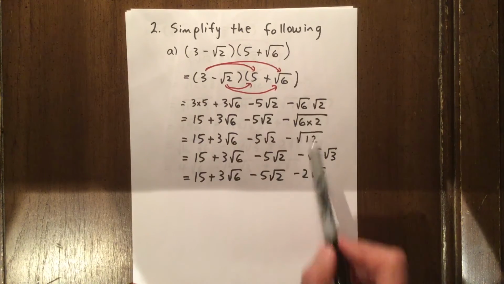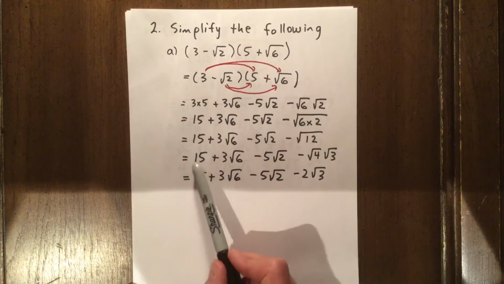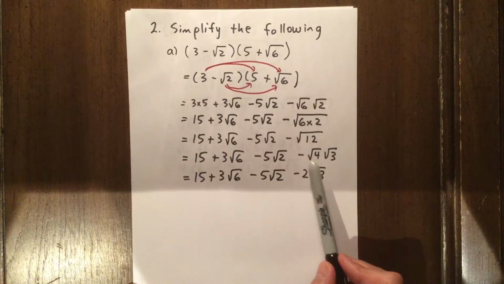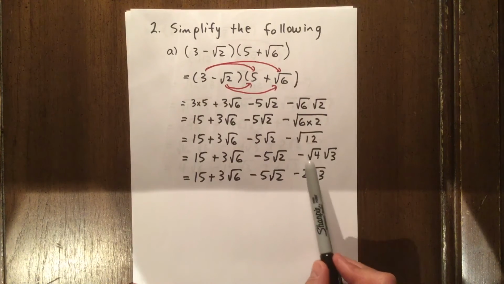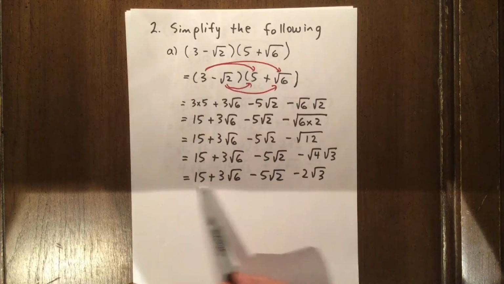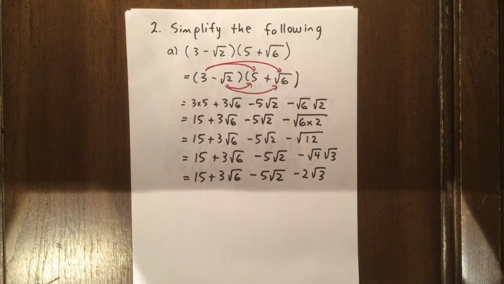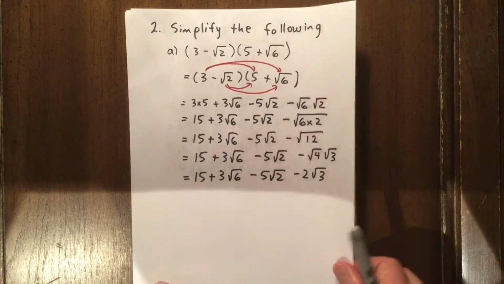And believe it or not, I can simplify root 12. I leave these alone, but root 12 becomes root 4 root 3, and root 4 is 2. And so this is the simplified version. All of those radicals are as small as they can be.